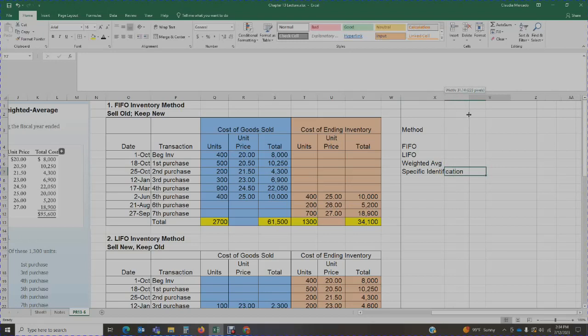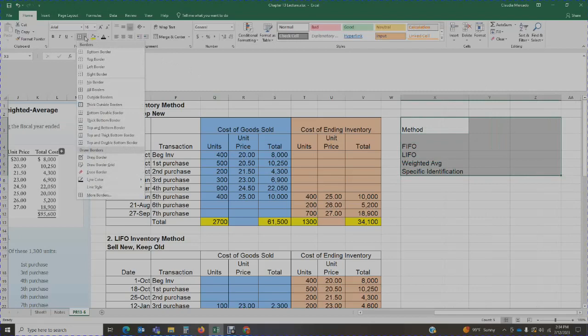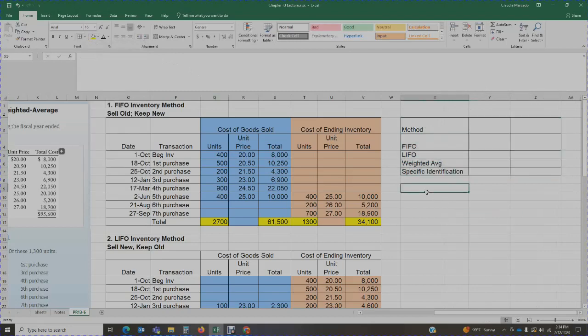So for all of those, we use the same data. Same exact data. In this particular case, we sold 2,700 units. Ending inventory is 1,300 units. So this is my cost of goods sold. I sold 2,700 units for all 4 scenarios, and my ending inventory for all 4 scenarios is 1,300 units.